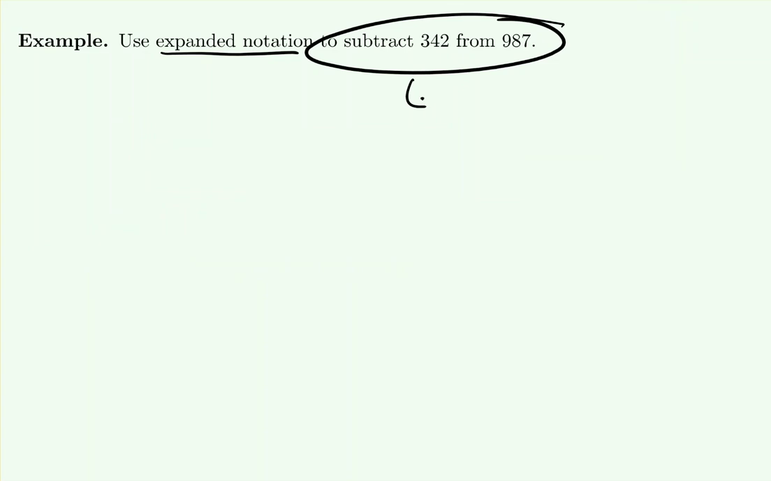Next, we're asked to use expanded notation to subtract 342 from 987. So first, we need to know the order here. If we're subtracting this from this, then the 987 comes first. With subtraction, order matters. But we are taking away 342 from this amount, so we say we're subtracting 342. Now, this is not expanded notation, but we might do this first just to guide our thinking, and then we would write the numbers out in expanded format and group the like terms.